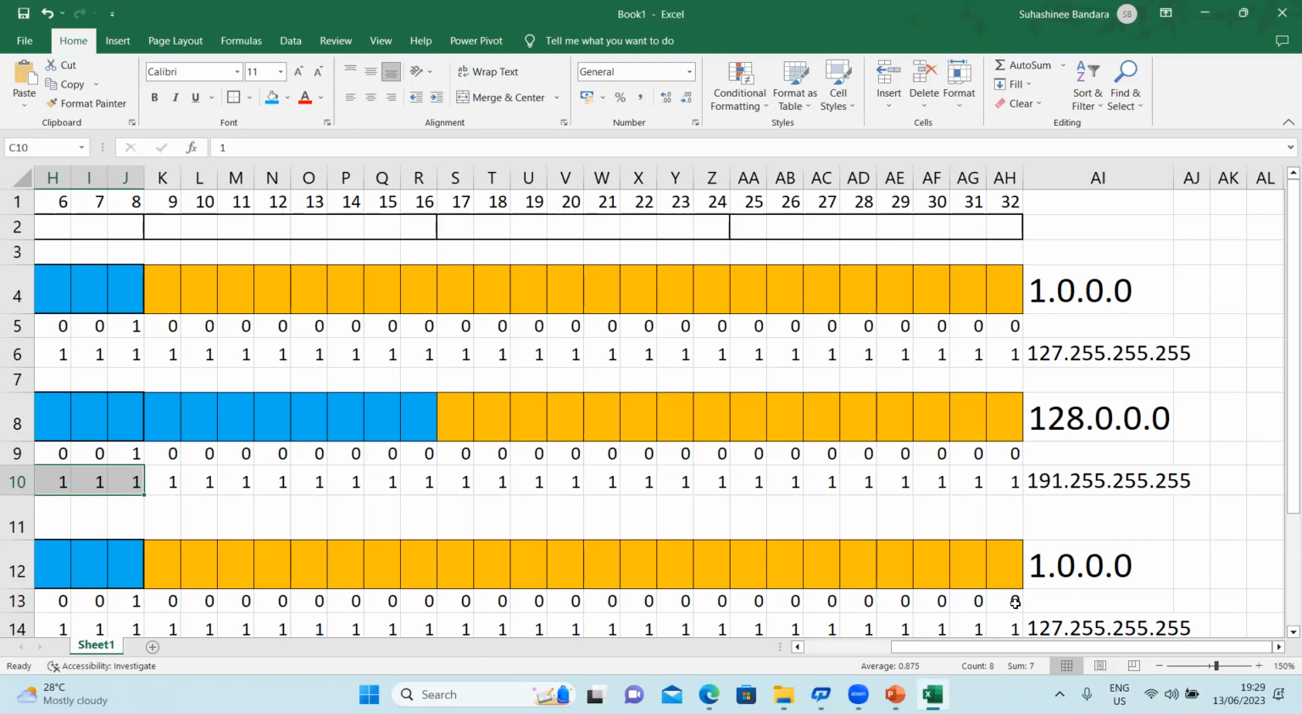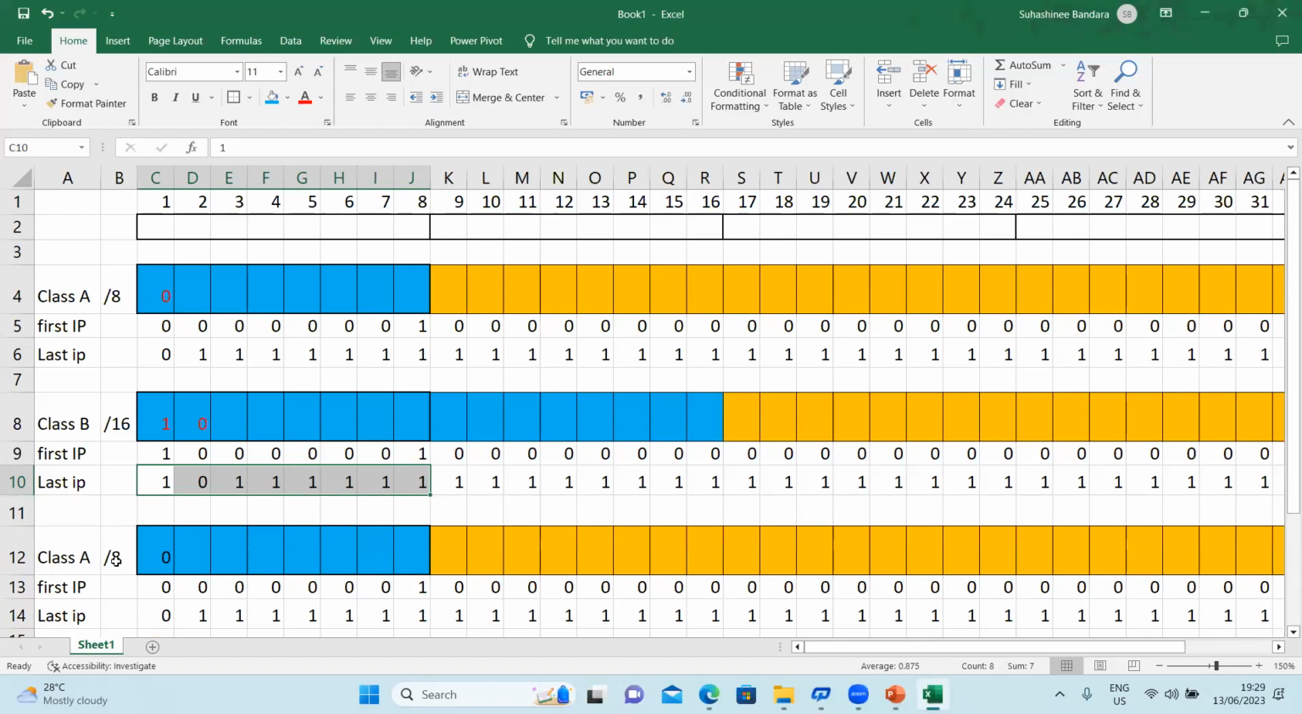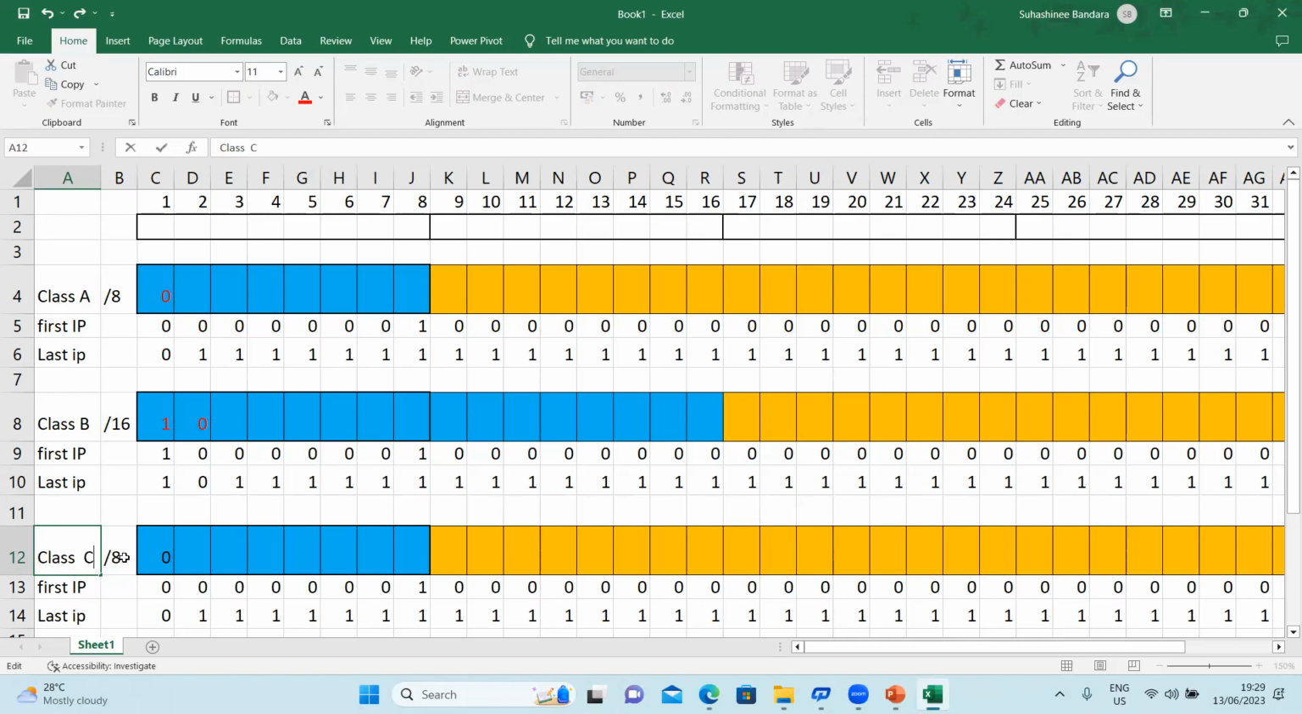So to be 192, how many octets should be there in the class B? Not B, class C. How many octets are there for the network prefix? 24, 3 octets mean 24. So there should be 3 octets.